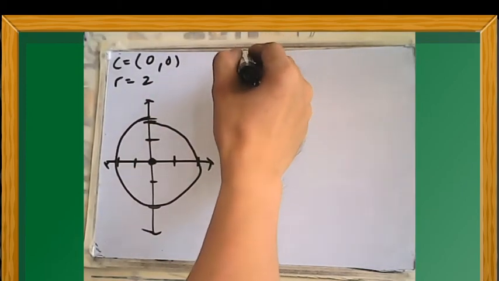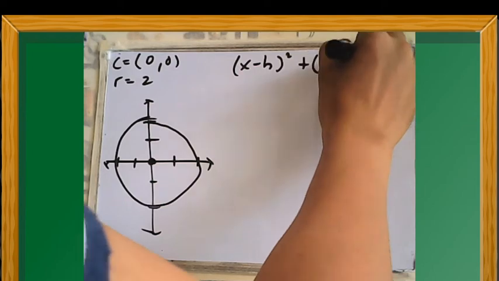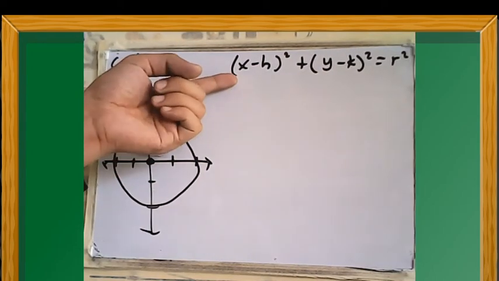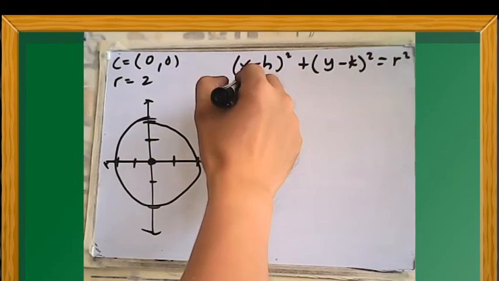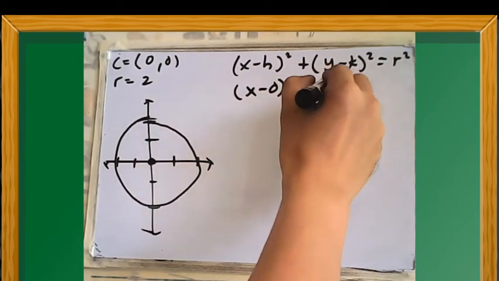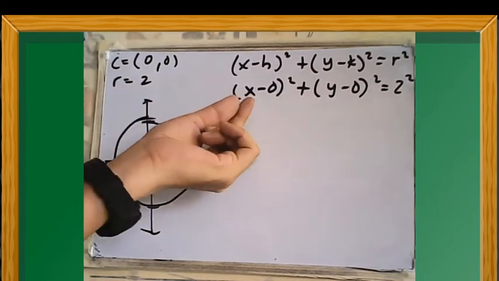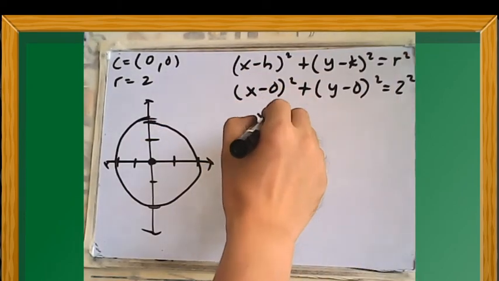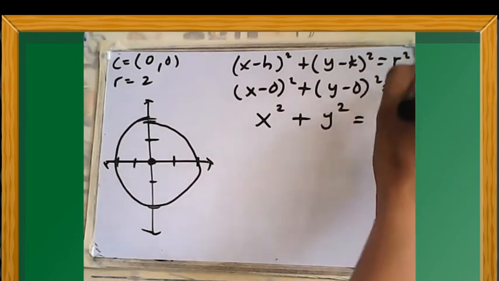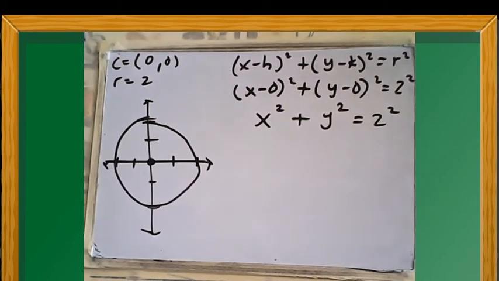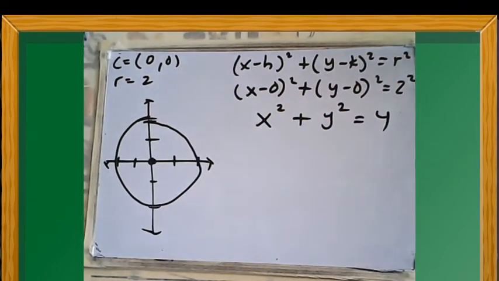So just copy the standard form, (x minus h) squared plus (y minus k) squared equals r squared. So we just substitute the center for the values of h and k. It will become (x minus 0) squared plus (y minus 0) squared equals, since the value of r is 2, 2 squared. Since x minus 0, we can simply write this as x squared, and for y, y squared equals 2 squared, or 4. So x squared plus y squared equals 4.